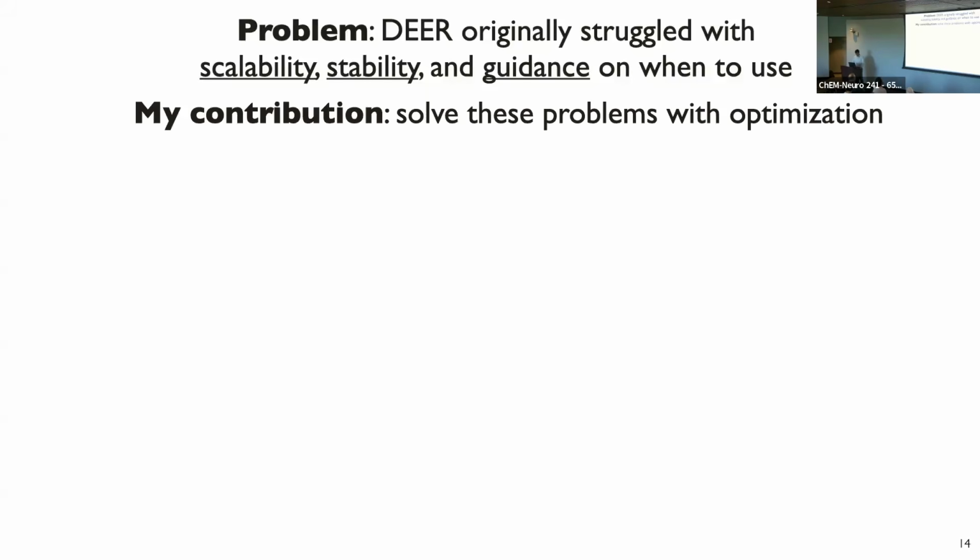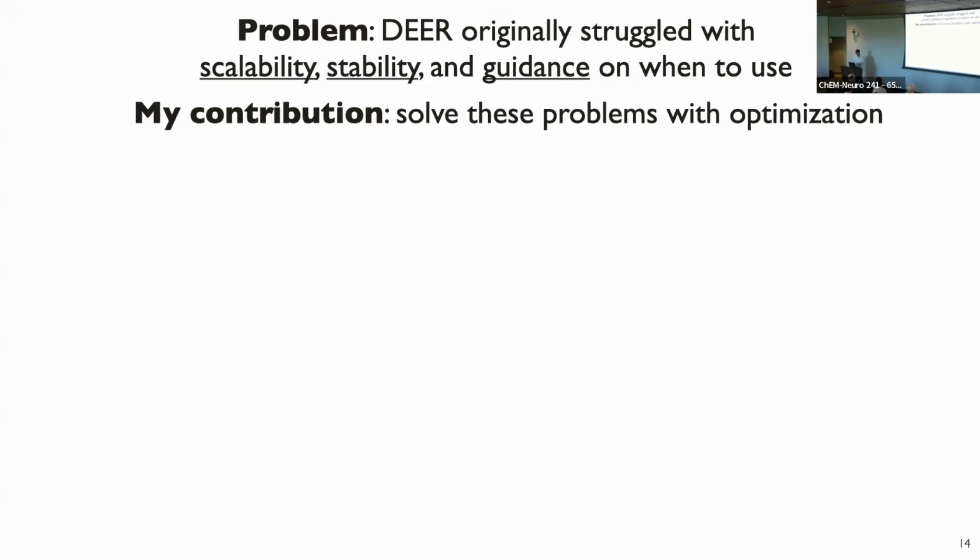And like I said at the start, there are going to be 3 ingredients in the talk: parallel compute, dynamics, and optimization. Indeed, the solution, my contributions in my PhD, which I'll spend the rest of our time discussing, is to solve these problems, the scalability, the stability, and the guidance on how to use this, with techniques from optimization. So we'll bring in optimization techniques to apply parallel compute to problems in dynamics.